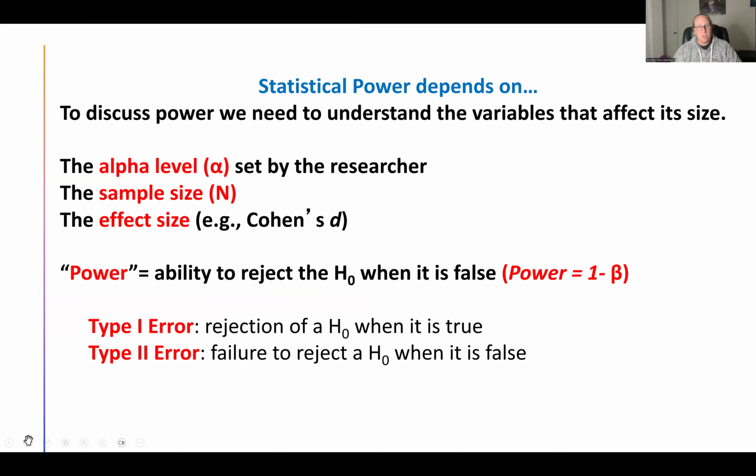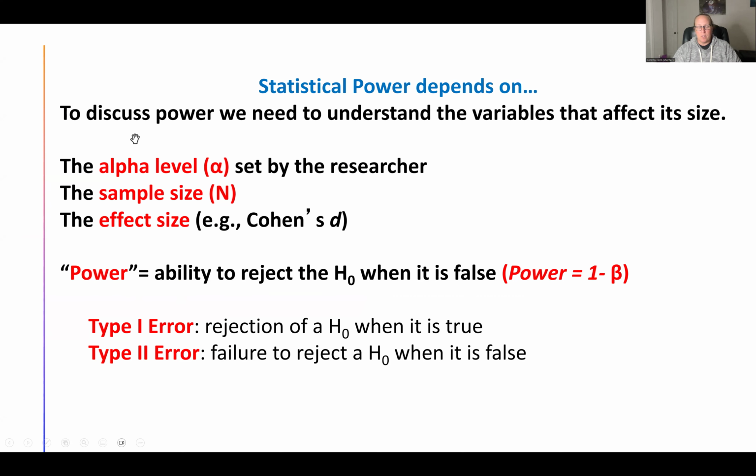Statistical power depends on these few things, which is alpha, which is set by the researcher, set by science in general, our sample size, and our effect size, which we'll talk about. The power you have in your statistics, which is the ability to reject that null hypothesis, is really dependent on these things. Okay, we want to pay attention to type 1 and type 2 error.